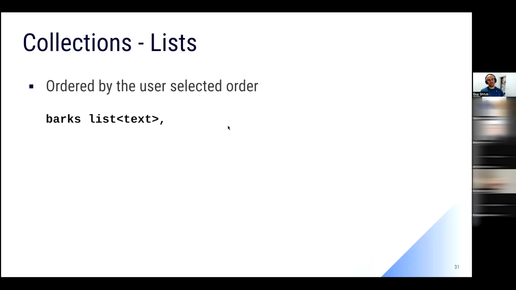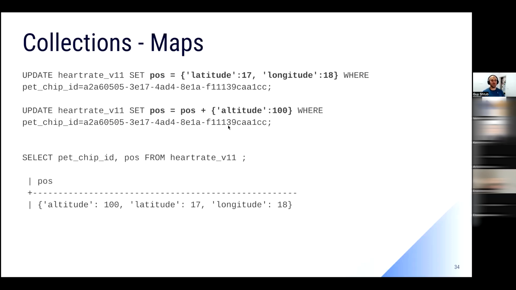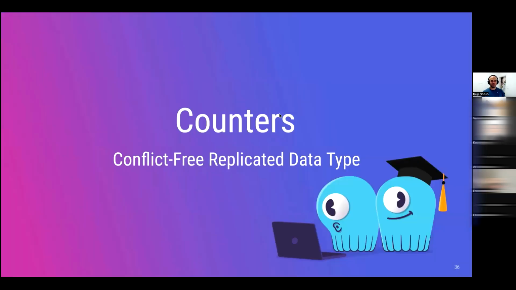Okay, so I mentioned sets and lists. Maps are more complex. For example, you can define a map of text and integer. Say you want to add a latitude, longitude, and altitude. You can do that. And we'll skip the poll. So those are collections. I know I ran through it, but know that it exists.